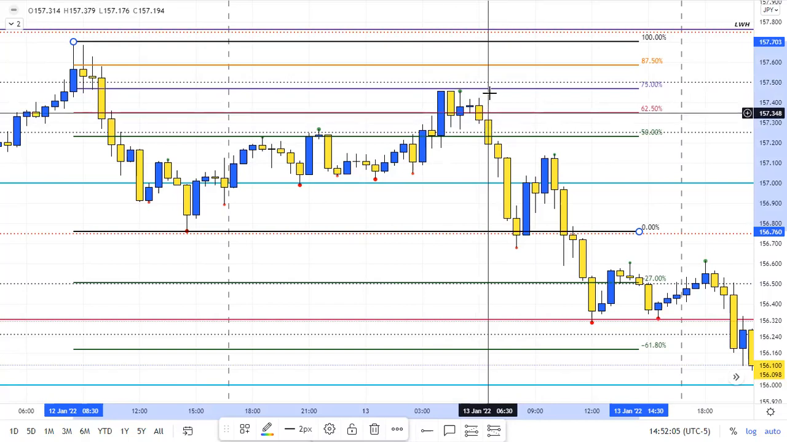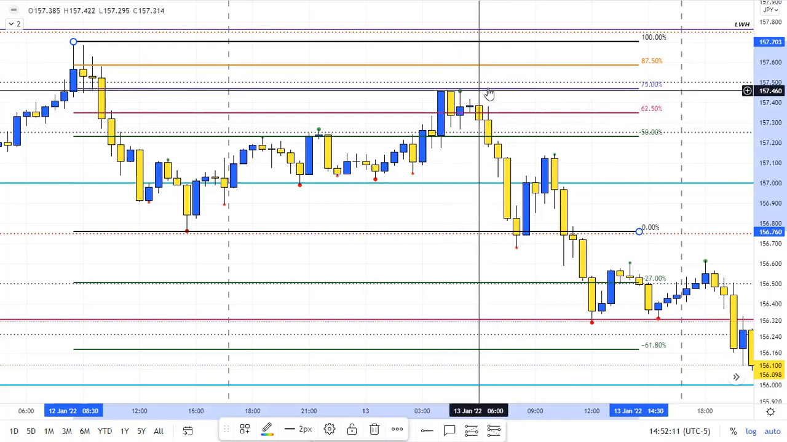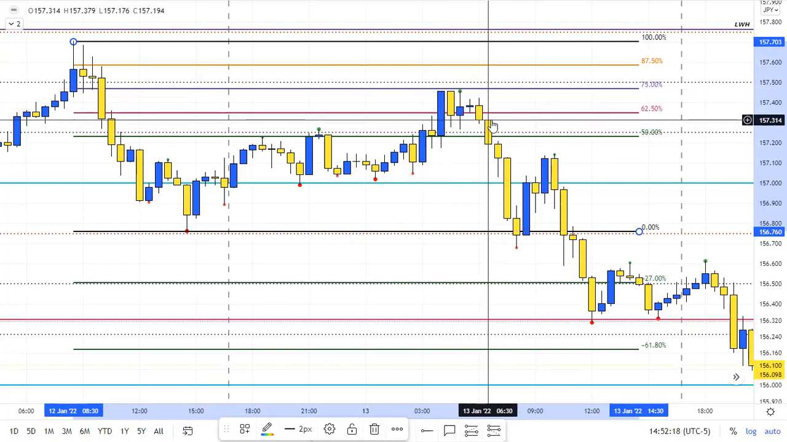Your stop loss is based off structure. So you could have put your stop loss above this structure right here. You could have put it right at the 75%. Follow proper risk management and you shoot your shot, man. You shoot your shot, all right?